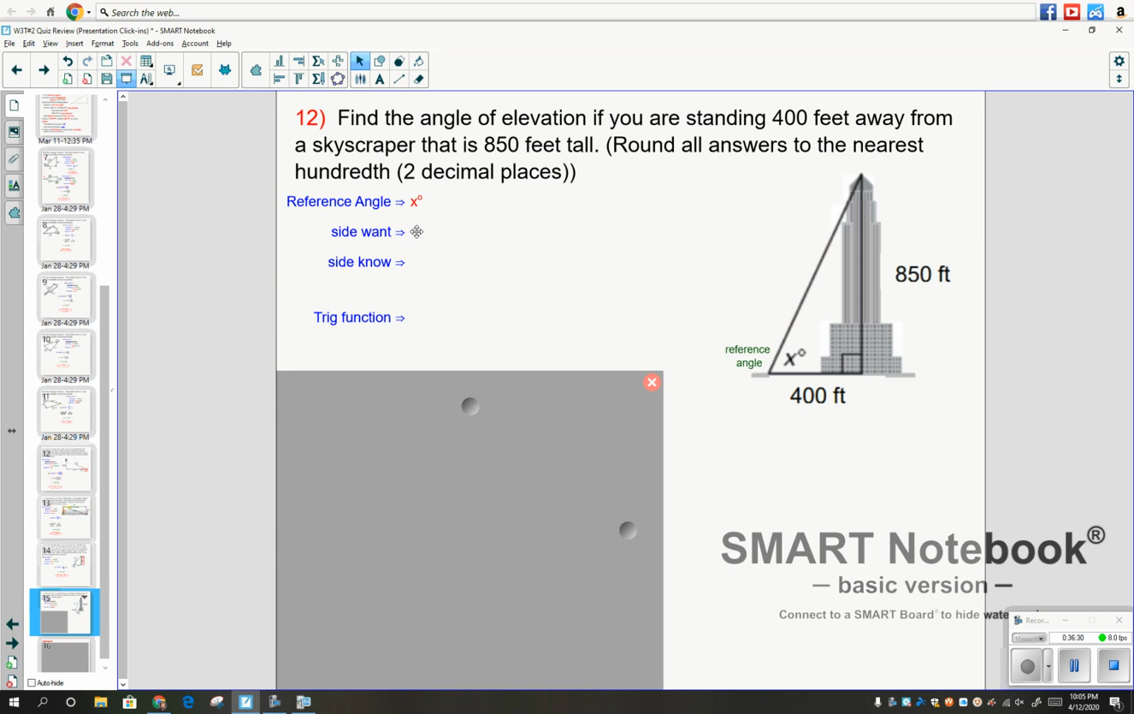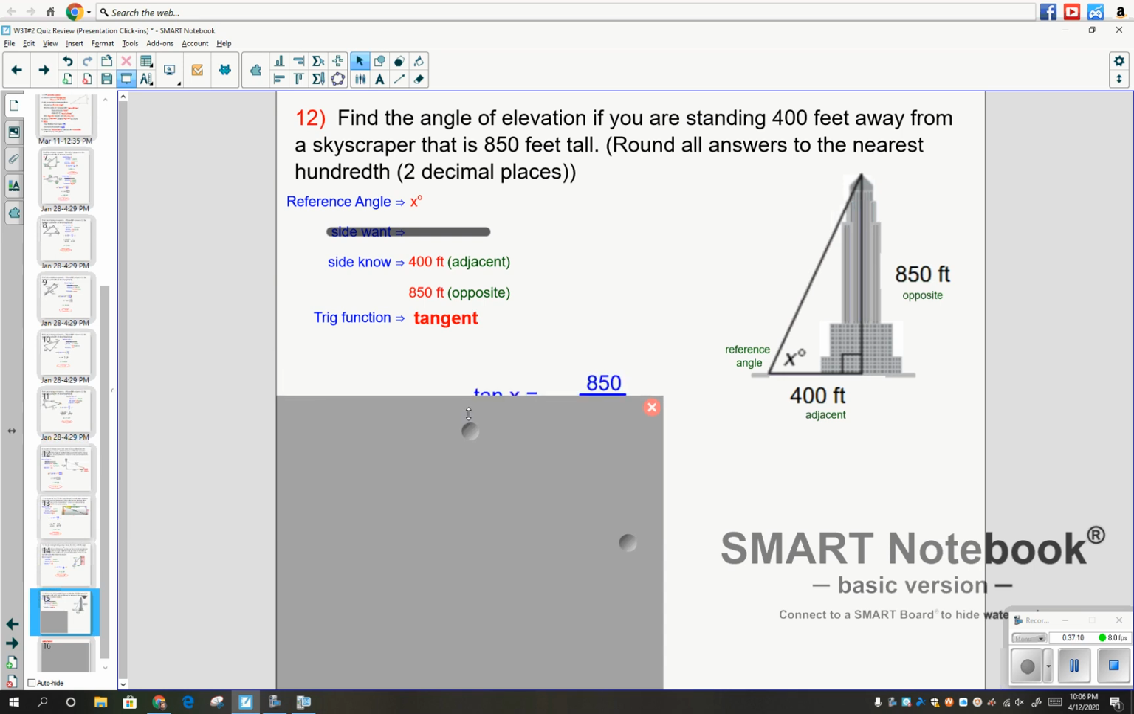The side I want to know, there isn't a side I want to know. Instead, I have two sides that I do know the measure of, 400 and 850. Well, they're both legs. 400 is the leg that is next to the reference angle, so we call that our adjacent leg. 850 is the leg that is across from the reference angle. So that's my opposite leg. Which trig function uses adjacent and opposite? Yes, tangent does. Set up my equation.